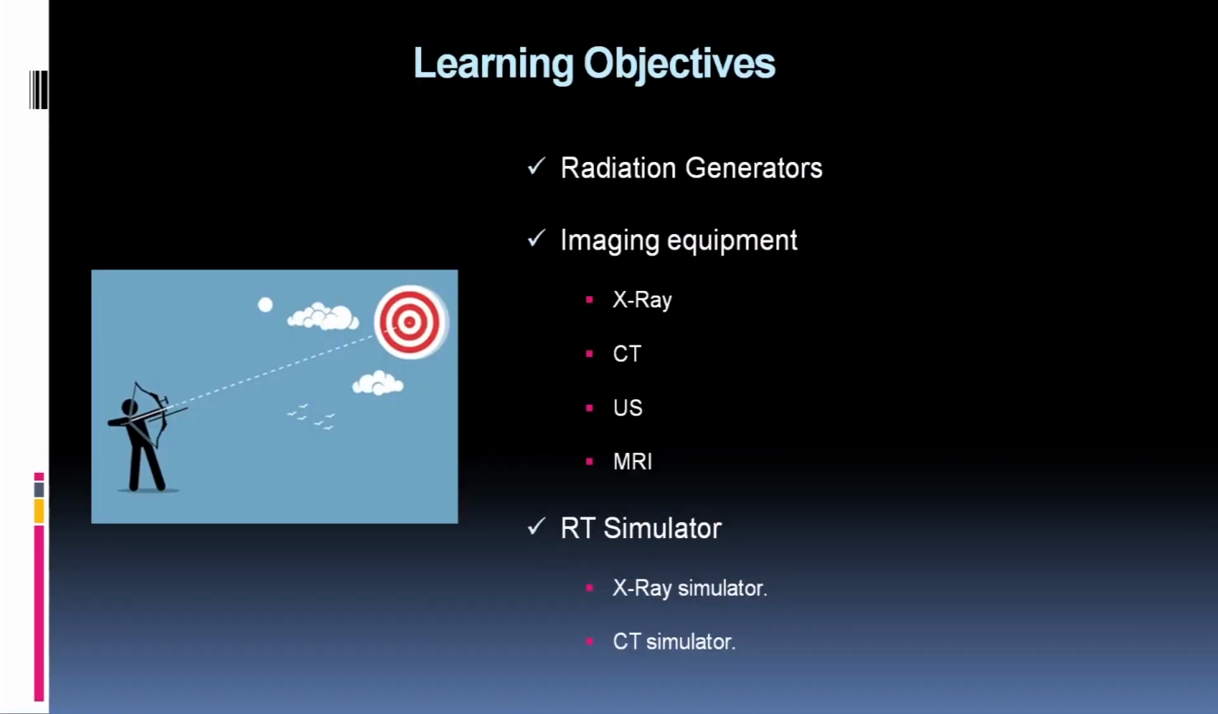So learning objectives: we will first discuss what the types of radiation generators are and what types of equipment we are using. First, imaging equipment: we will discuss a little bit about X-ray, CT scan, ultrasound, MRI, and we will discuss various radiotherapy simulators. They are the X-ray simulator and CT simulator.